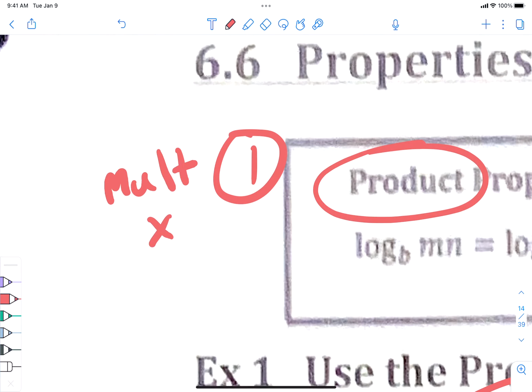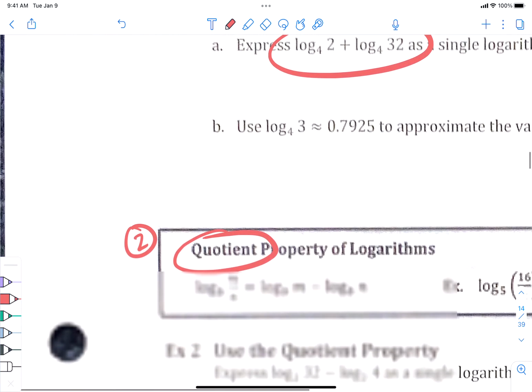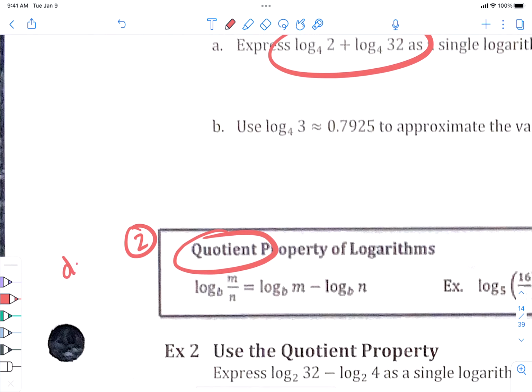Okay. Product means multiply. Times, right? Those are things that we are multiplying. Okay? Division is quotient, right? This means division, and that is divide.